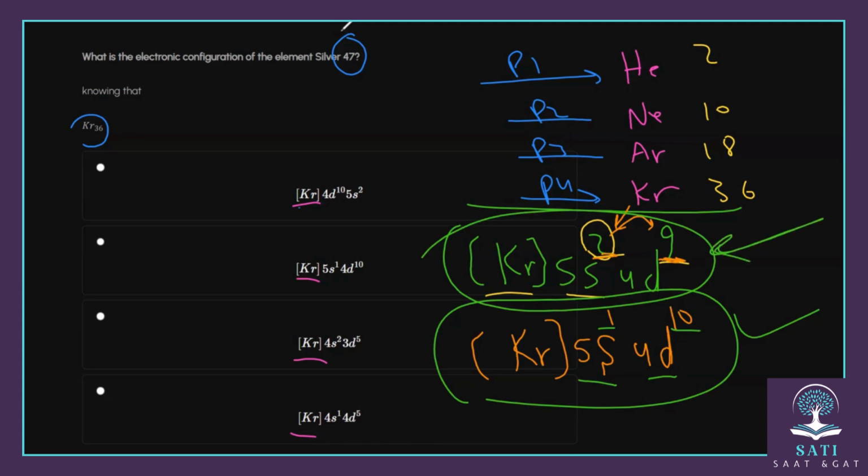So when we use electronic configuration, we deal with the actual that will happen. So that means we go now to see krypton 5s1 and 4d10, so we're going to use B as the right answer.